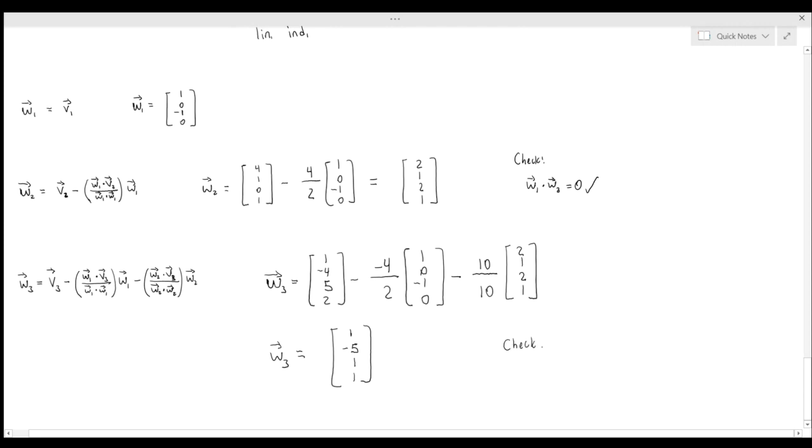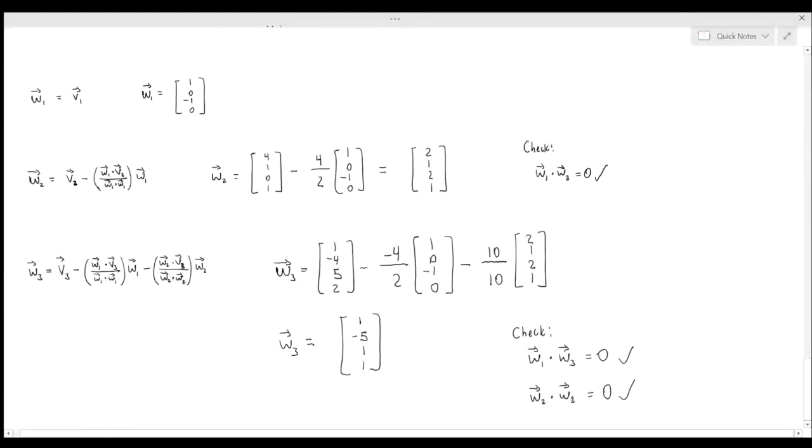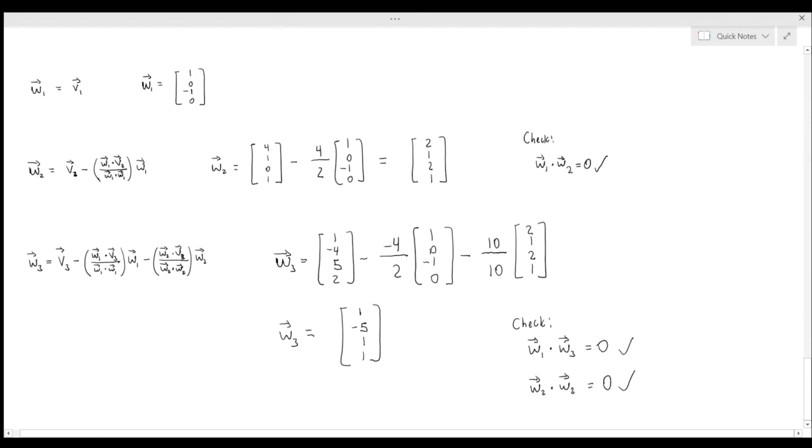So we can check if that seems reasonable. W1 and W3 should be orthogonal. So if we do the dot products, that does check out that their dot product is 0. It should also be orthogonal to W2, so let's also try dotting it with W2 real quickly. 2 minus 5 is negative 3, plus 2 plus 1. So yeah, I think that looks good. You don't have to check, but I think it's useful just to verify that the vectors you're getting are orthogonal to each other.